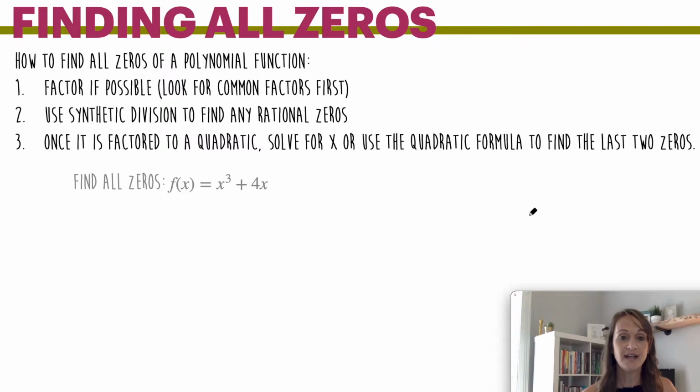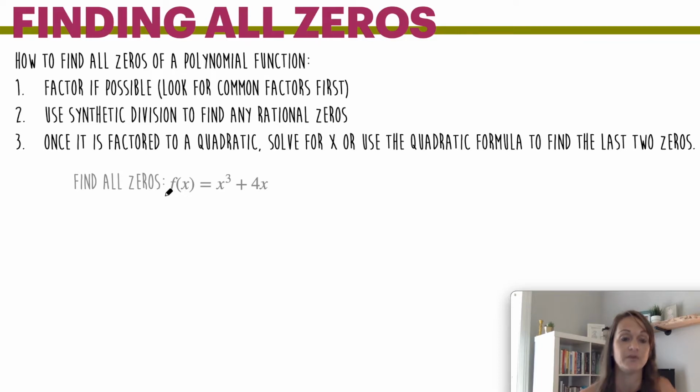So to find all the zeros, the steps are: first, factor if you can. Always look for a common factor first, or see if you can factor into 2 parentheses. Once you've done that, or if you can't do that, then go to synthetic division. Once you've done that, if you've gotten down to a quadratic, then either solve for x or use the quadratic formula or factor to find the last 2 zeros.